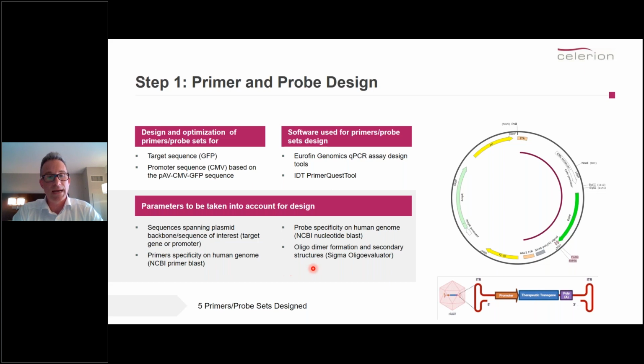packages. And also the oligomer formation and secondary structures is a very important way to look for the suitability of your primers and probes, which will then rule out and you'll get a good short list of very good and suitable primers and probes that you can try and test.